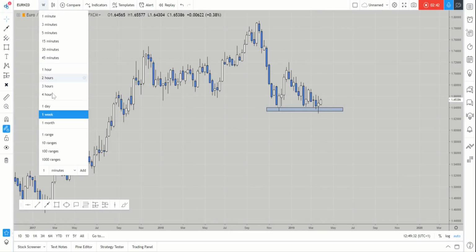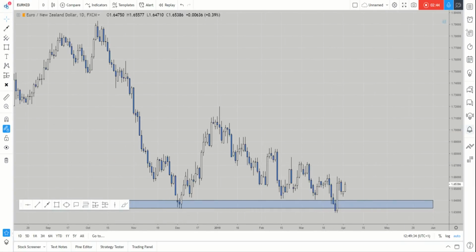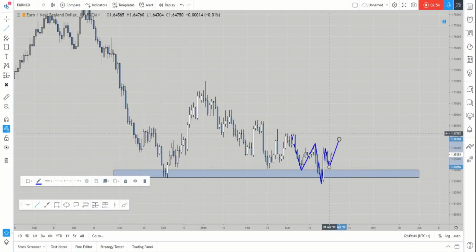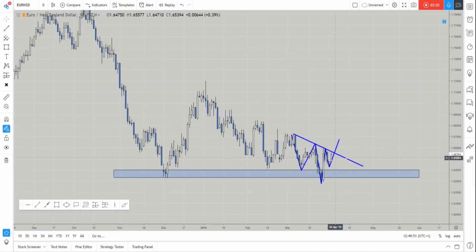So if I just jump into a daily chart, what we're actually looking at is the fact that the market is forming a nice little inverse head and shoulders pattern, where we form the left shoulder, the head, and potentially looking at the right shoulder here. So what I'm really looking at is the fact that we could break out of this inverse head and shoulders pattern, look for the pullback in, and look to trade this significantly higher.